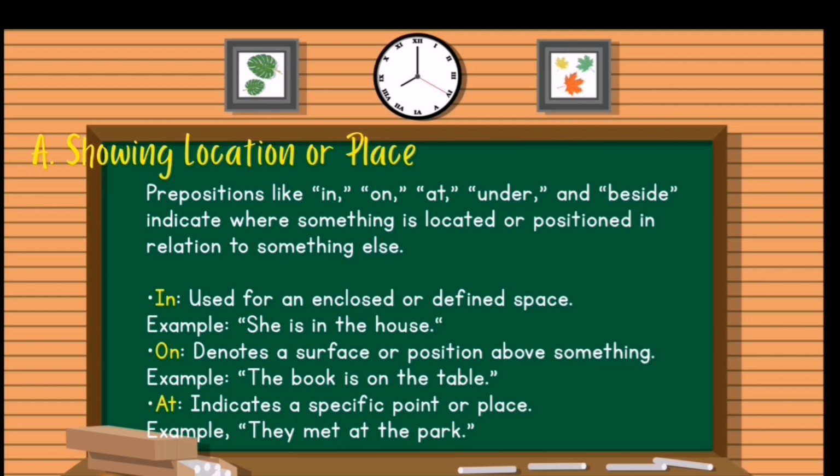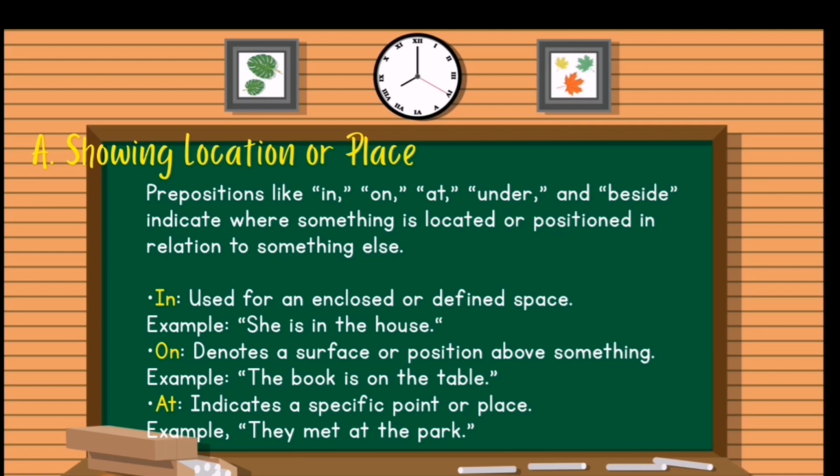Next is on. On denotes a surface or position above something. For example, the book is on the table. The preposition is on, and the book is positioned above the table.